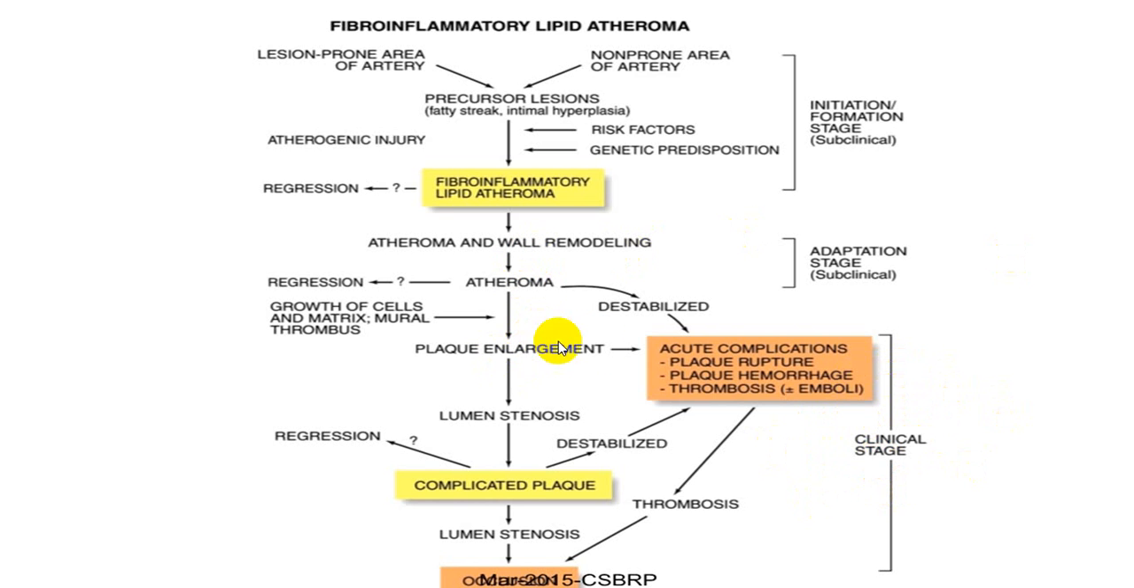This plaque can enlarge and go into complications, or it can occlude the lumen, giving rise to ischemic episodes. That complicated plaque can regress back if lipids are controlled very nicely. You can have stabilization of the plaque and regression of the plaque. If treatment is not given, it can destabilize and give rise to complications. Secondary to lumen stenosis, you will have a decreased blood supply to the organ and ischemic changes.